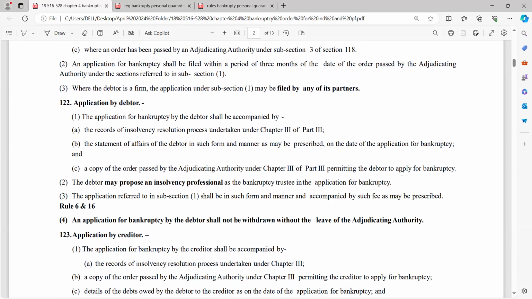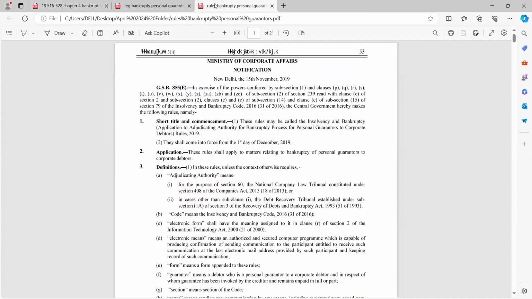Now, when you are reading this section, what are the other things you require to have a wholesome understanding? You require, besides the provisions of this code, the regulations and rules. Whether rules and regulations have been notified for personal guarantors to corporate debtor? Yes, they have already been notified. So it says statement of affairs in such manner as may be prescribed. So let us have a look at the rules. So these are the rules. So in this rule, let us see.